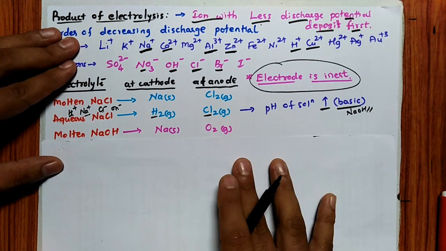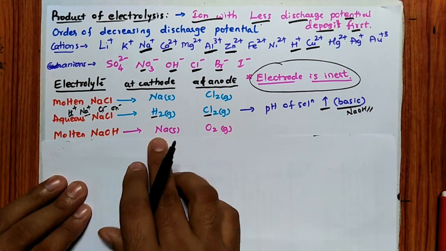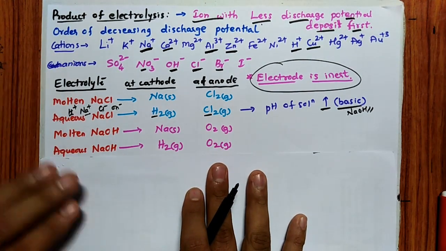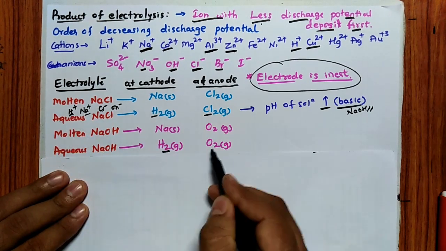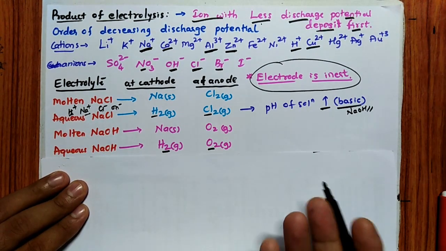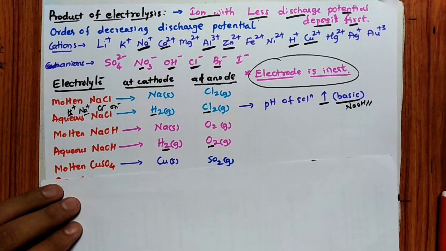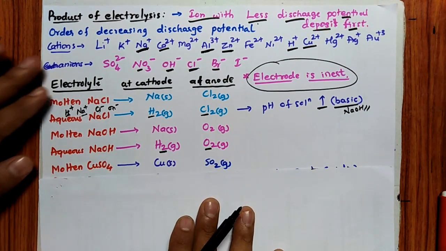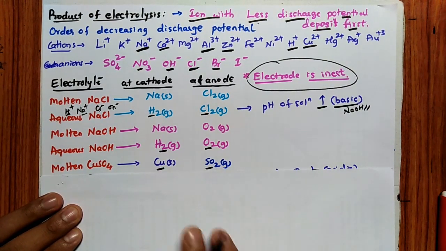Then molten NaOH. If I consider molten NaOH, Na plus and OH minus, so Na solid, and OH minus as oxygen gas. Then aqueous NaOH. When I take aqueous NaOH, Na plus and H plus, H plus will go and deposit as hydrogen gas. OH minus, there is only one ion. In water also OH minus is there, and in NaOH also OH minus is there. Hence oxygen gas liberates. Molten CuSO4, remember molten CuSO4, only Cu2 plus and SO4 2 minus. So Cu2 plus liberates as copper, SO4 2 minus as SO2 gas.